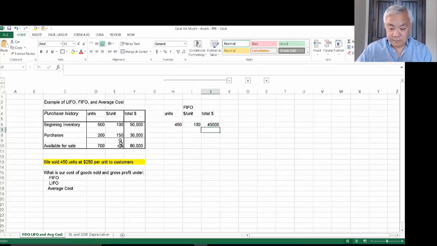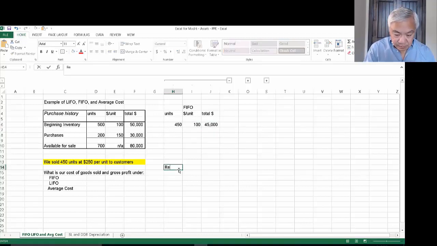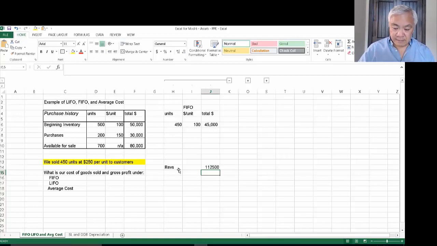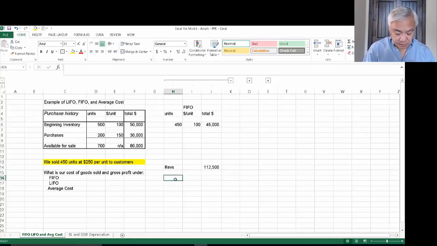The cost of goods sold is $45,000. Gross profit, so we start with revenues. Revenues under this scenario is equal to 450 times 250 per unit. That's 11,500. Let's just format the same. And our cost of goods sold under this scenario, I'll use minus 95.